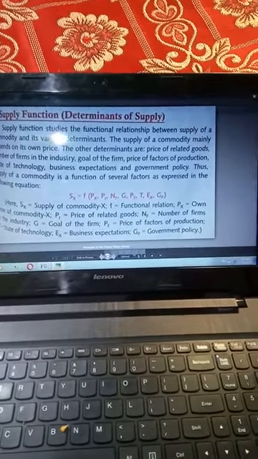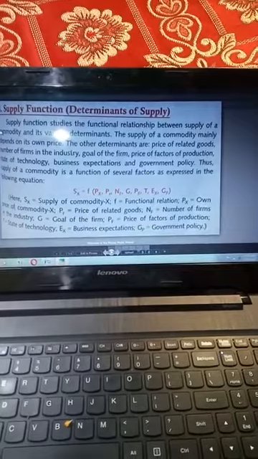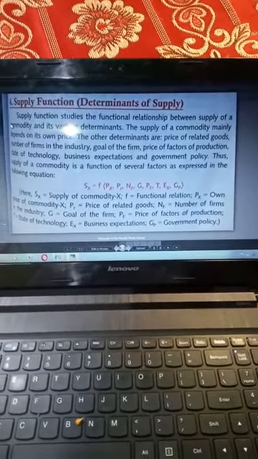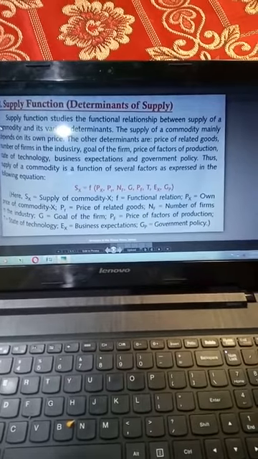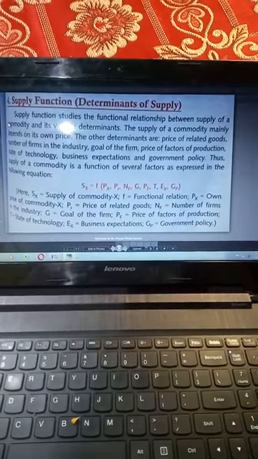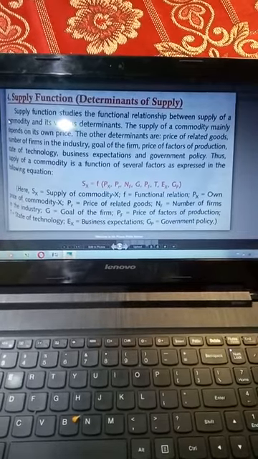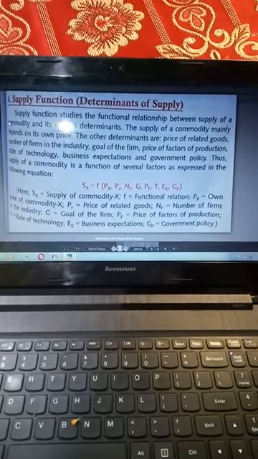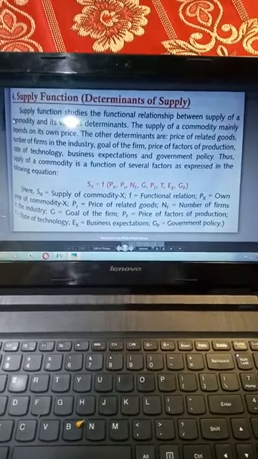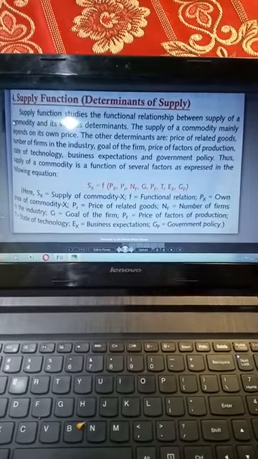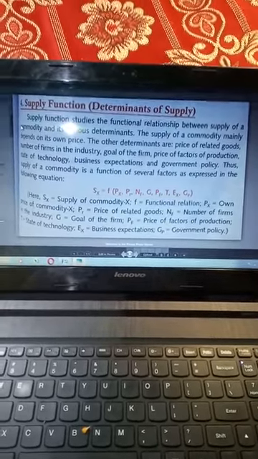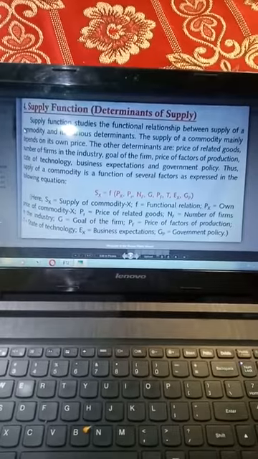What are the other determinants? They are PR, NF, G, PF, T, EX and GP. Firstly, SX is the supply of commodity, F means functional relationship, PX means own price of the commodity, PR means price of related goods, NF means number of firms, G means goal of the firm, PF means price of factors of production, T means technology, EX means business expectations, and GP means government policy.